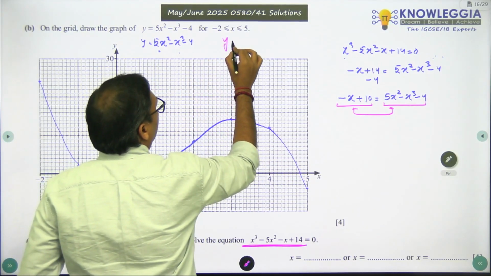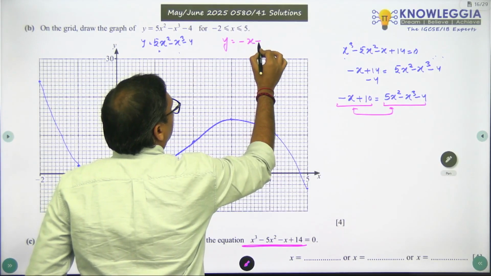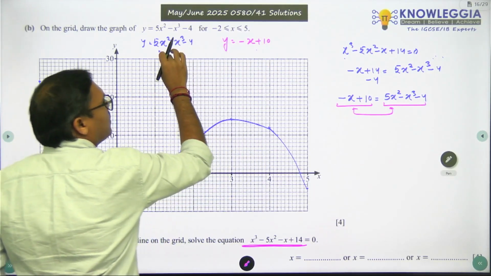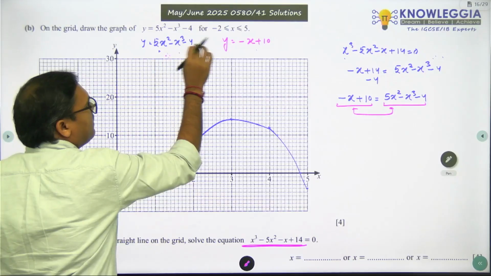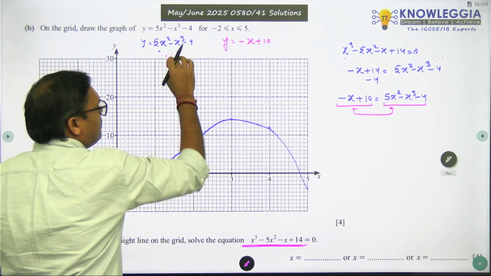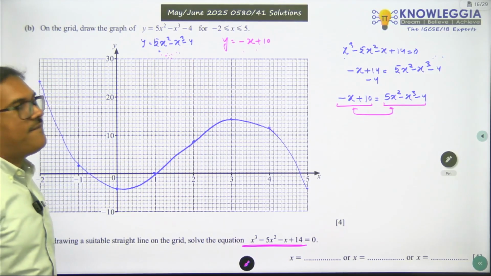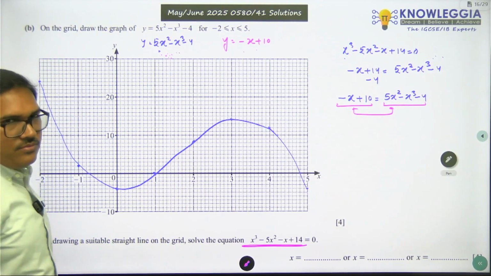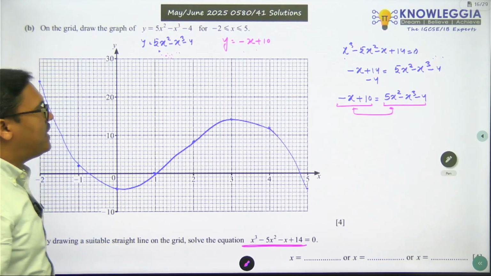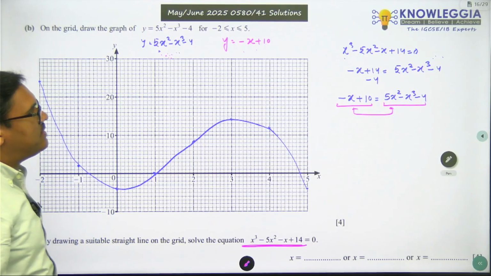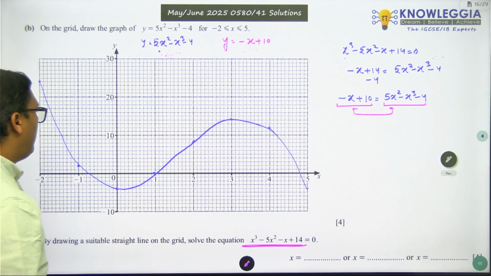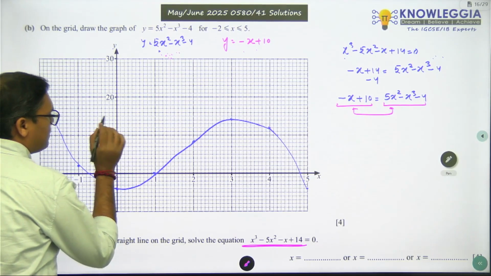You will draw y equal to minus x plus 10, so that they are equal. If I simplify, if I make them equal, this is the equation you will have. Okay, so now let's draw this: y equal to minus x plus 10. What is the y-intercept? You can see this is equal to 10. So the y-intercept is 10. This is the line.